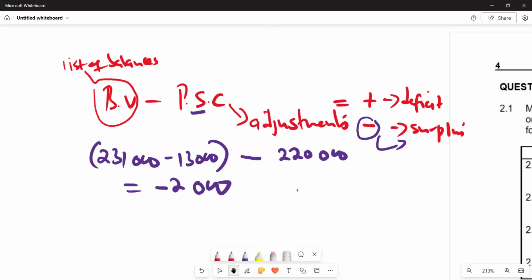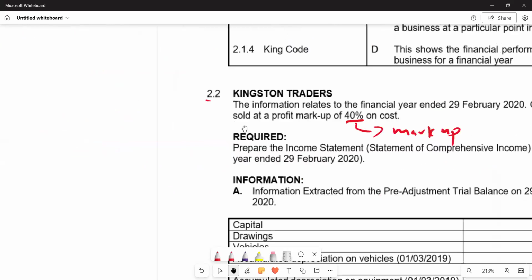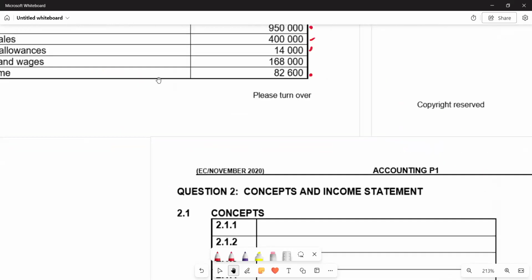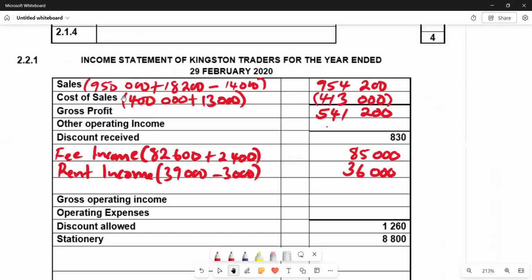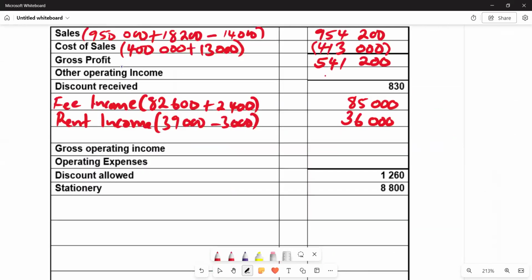So we can just verify the calculation by saying 231,000, and then you subtract your 13,000. Then the answer that we will get is 218,000. That is subtracted from 220,000. You're going to get your 2,000. So 2,000 becomes the surplus, and it becomes a trading stock surplus, which is supposed to go under other income. So we go there. Well, here now we are saying trading stock.